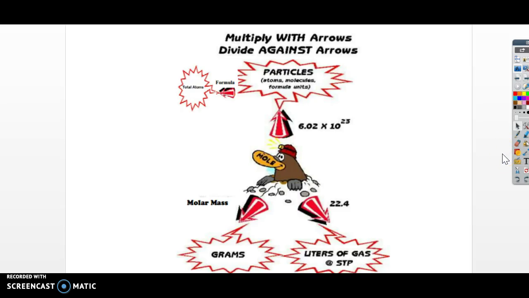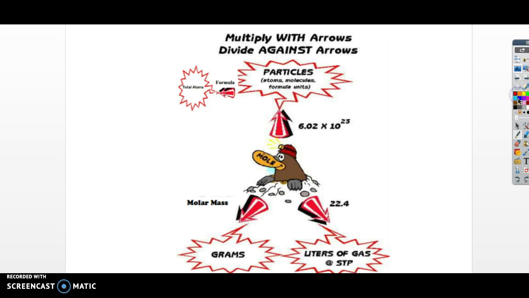Alright, hi guys. Today in this video I'm going to go over how to read this mole map. This mole map is going to help you convert things from grams to moles, moles to liters, liters to particles. We're going to do so many mole conversions, and this map is going to help you.